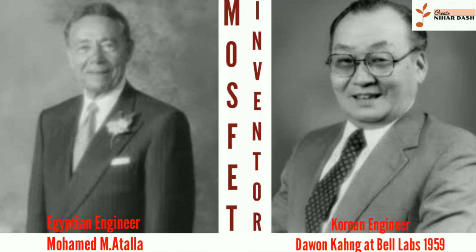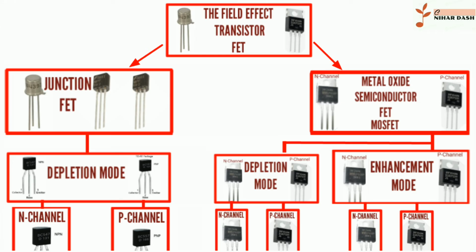The MOSFET was invented by Egyptian engineer Mohamed M. Atalla and Korean engineer Dawon Kahng at Bell Labs in 1959. It is the basic building block of modern electronics and the most frequently manufactured device in history, with an estimated total of 13 sextillion, 1.3 times 10^22, MOSFETs manufactured between 1960 and 2018. The MOSFET is the most common semiconductor device in digital and analog circuits, and the most common power device.